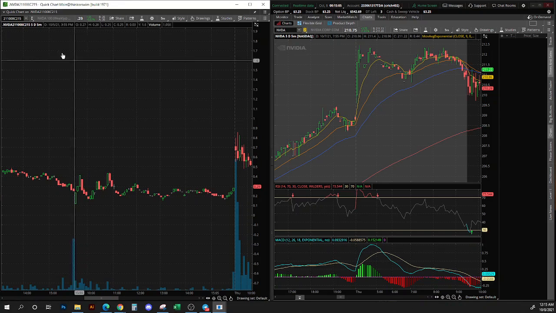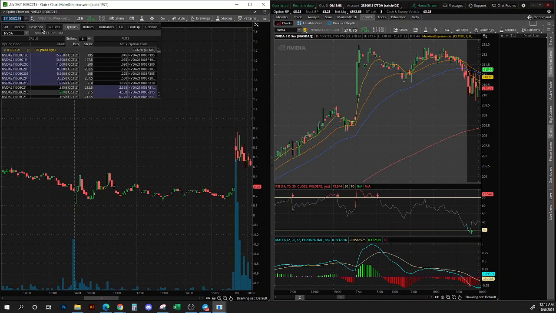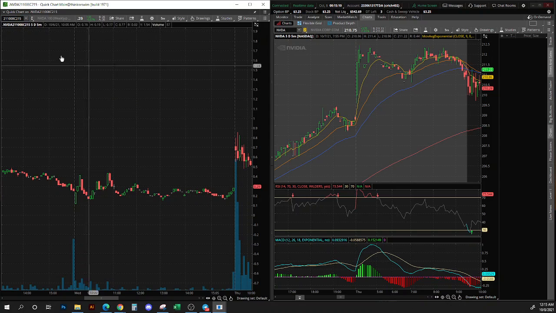This option that I was looking at specifically is the 215 call. So this is what I'm going to look at. So 215 call, sitting around 51 cents, 52 cents. I would have said, hey, if NVIDIA breaks over some weak resistance, being this 9 EMA, which is your exponential moving average, if it breaks over there and holds, we're likely to look up.